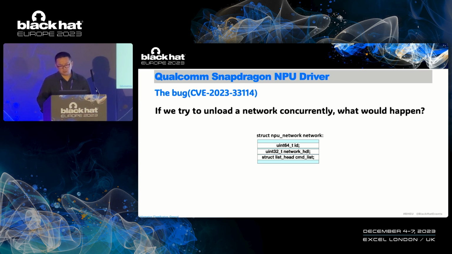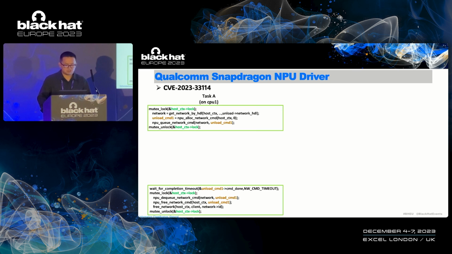Now let's talk about the bugs we found recently. Here is a question we need to think about. If we try to unload a network concurrently, what would happen? First, let's see how to unload a network in a single task. Actually, this is just the workflow of the command MPU unload network.